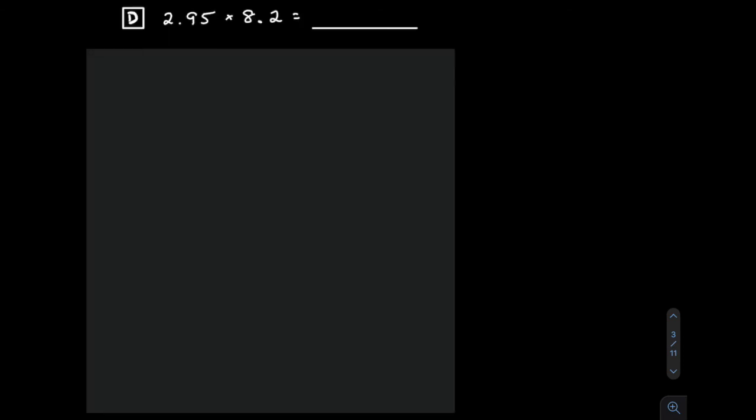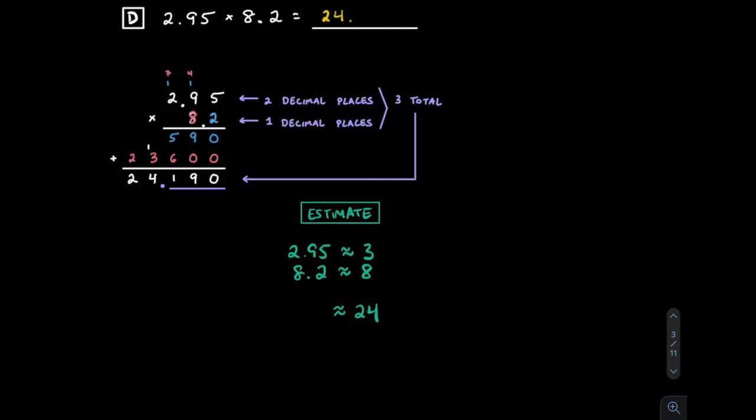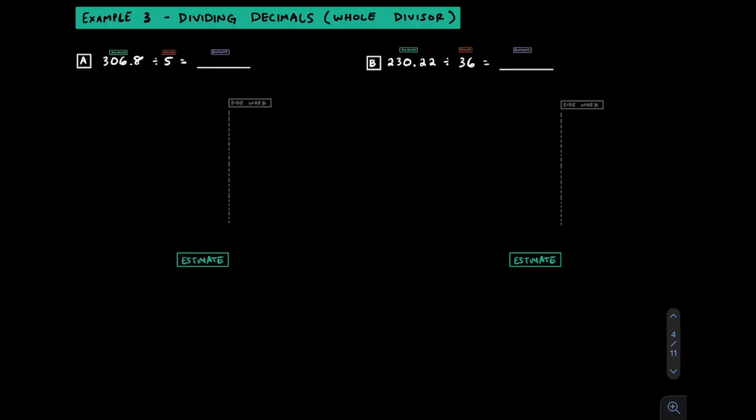And here's one final one. Pause the video and give it a try. Unpause it to check your answer. Here, the product should be 24 and 19 hundredths. In this third example, each problem will be a division problem with a whole divisor.